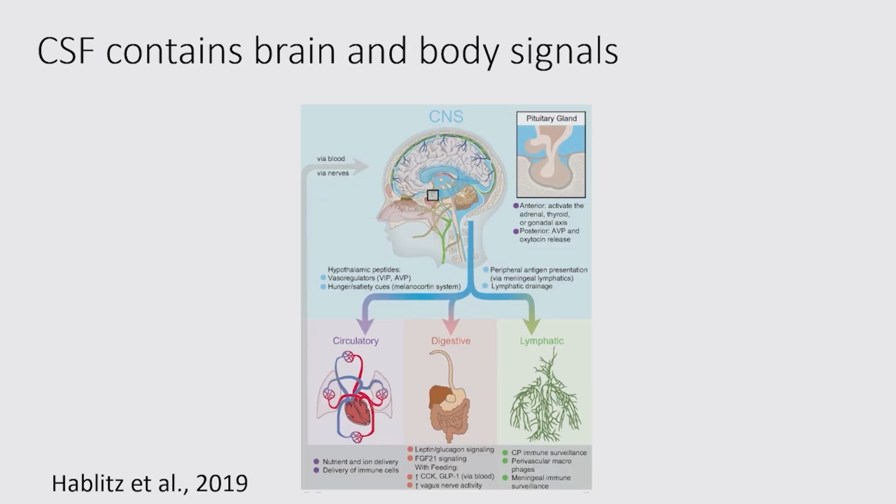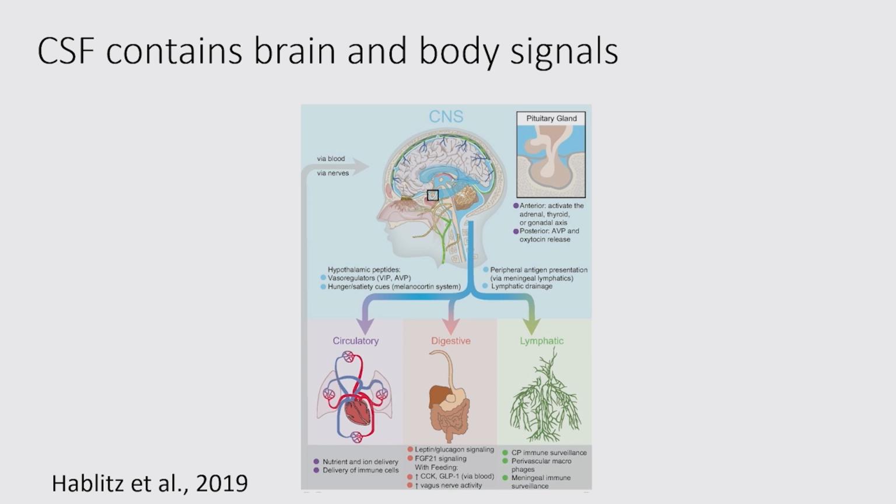This is also just to say, since this is the brain-body session, one thing to keep in mind is that CSF is also a route through which the brain can actually communicate with the body, because the CSF contains these really diverse signaling molecules that are then actually transmitted through the circulatory system, lymphatic system, and really pass into the rest of the body. So CSF serves all of these critical functions.